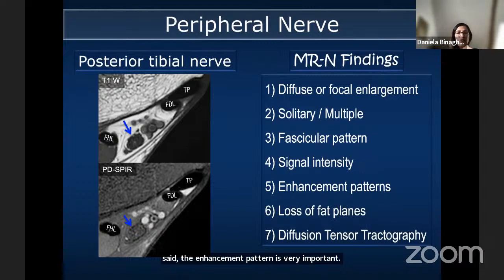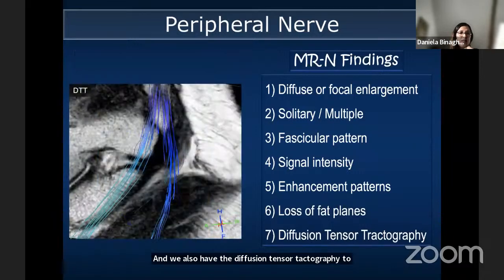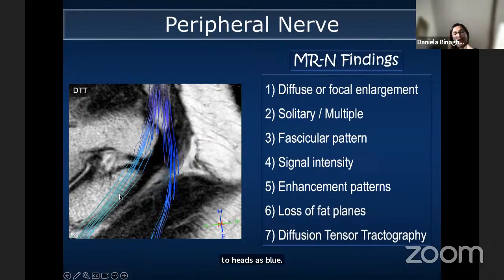We need to remind ourselves to look at the fat planes surrounding the nerve because this will be very helpful to do some diagnosis. And we also have the diffusion tensor tractography to analyze. In this case, we will see the tracts with different colors, and these colors are by convention. We will see the tracts that go from head to feet or feet to head as blue. The ones that go anteroposteriorly will be green, and the ones that go to the lateral sides will be red.